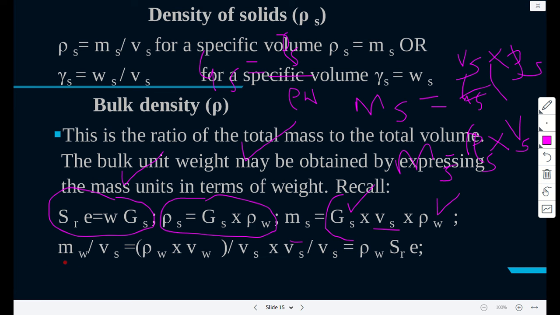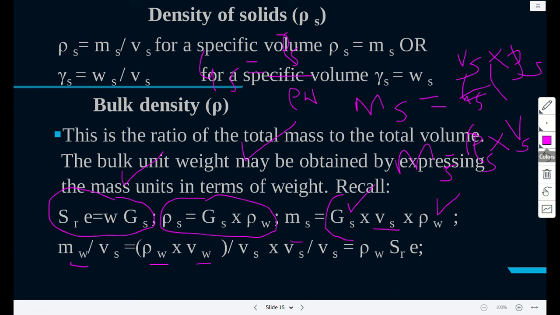Now, if the bulk density is the mass of water, no, no, this is just what we are trying to do. For example, we say mass of water over the volume of solid. What does the mass of water involve? The density of water times the volume of water over the volume of solid. But now, we can decide to multiply the volume of solid.